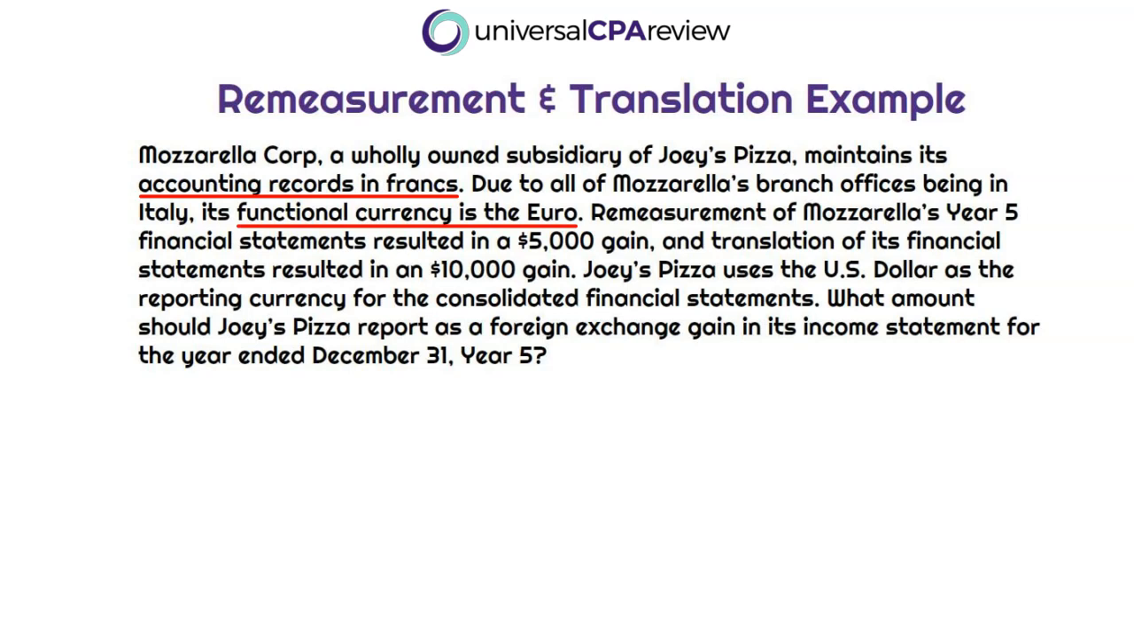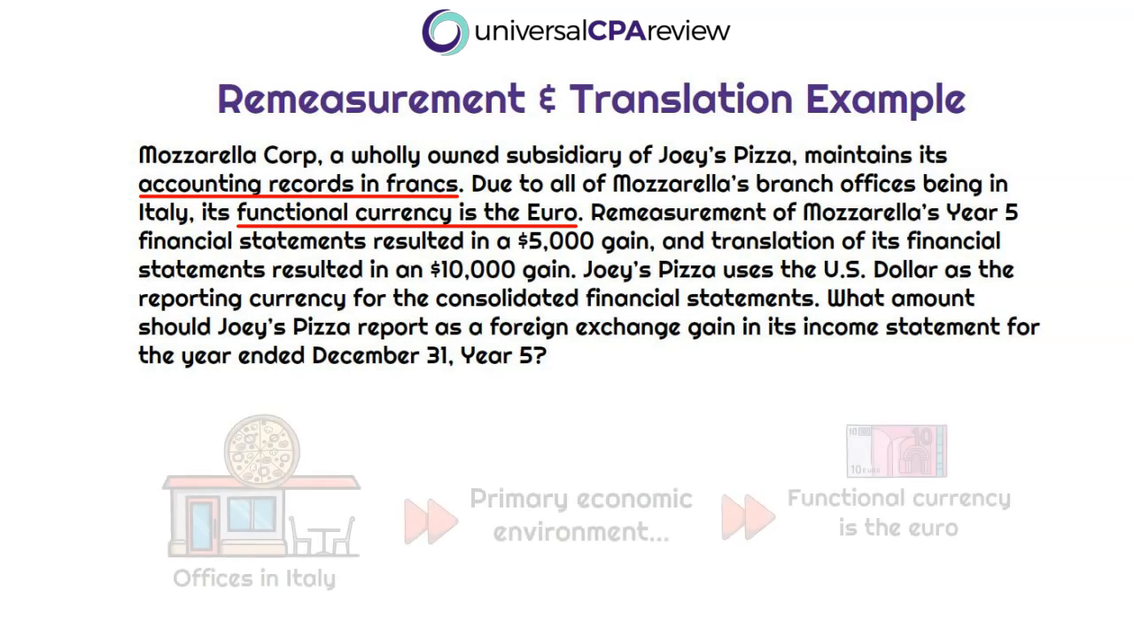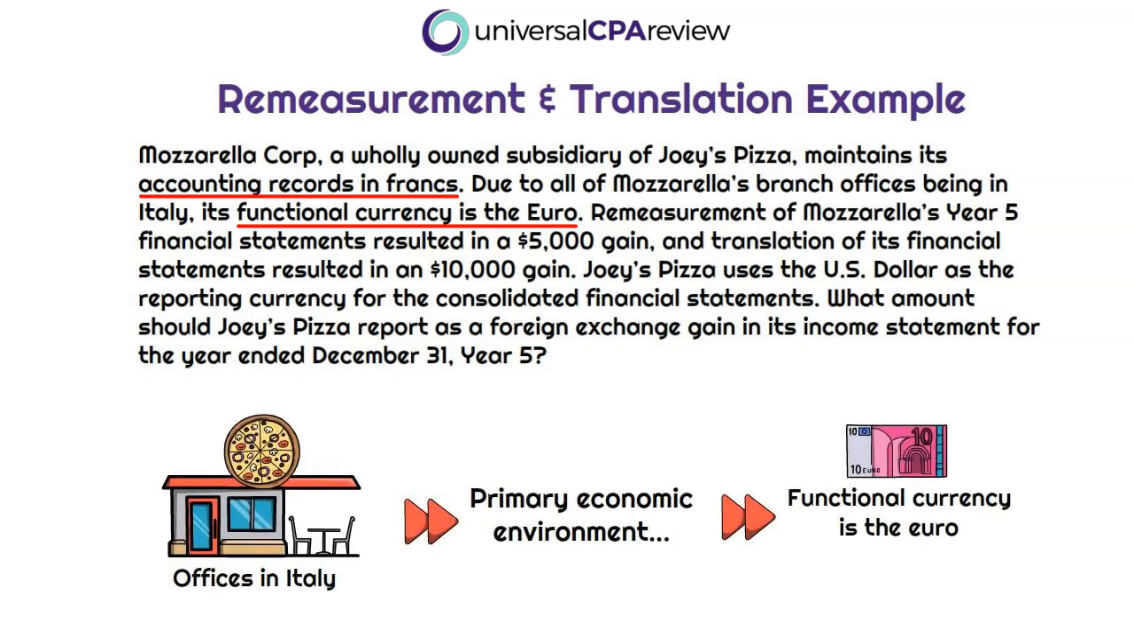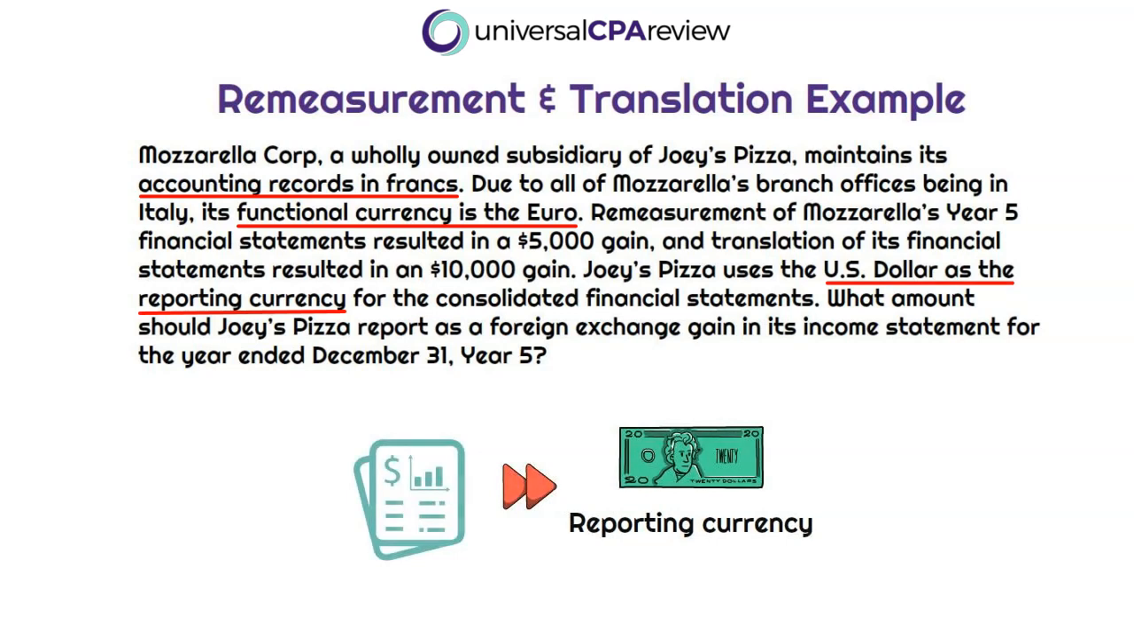So they start by maintaining their accounting records in francs, which would be the local currency. But now we're saying the functional currency is the euro, right? So we could have had to identify it, but it told us because the branch offices are in Italy, right? That's where they're going to receive a lot of their revenue, pay their expenses. That's why the functional currency is the euro. Now later on, it says that Joey's Pizza uses the US dollar as the reporting currency for the consolidated financial statements.